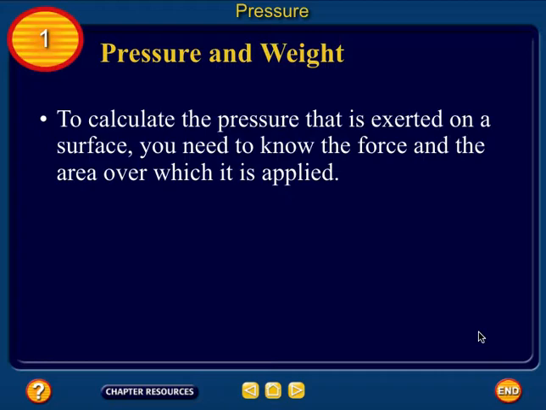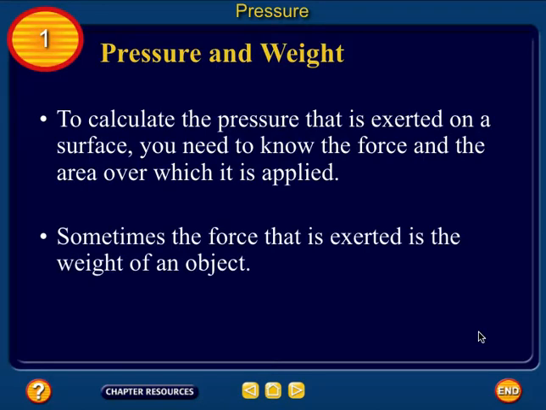To calculate the pressure that is exerted on a surface, you need to know the force and the area over which it is applied. You need to know those two factors, force and area. Sometimes the force that is exerted is the weight of an object.